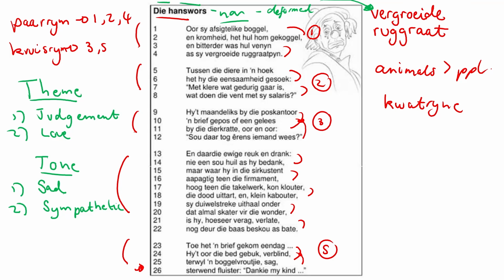Okay, no, I'm joking. So line 1. Afsigtelik. This means hideous. Bochel refers to him being a hunchback, a form of kyphosis. Line 2, we have kromheid, crookedness.